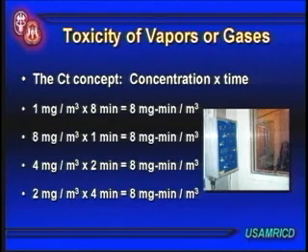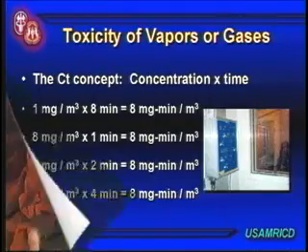But how do we weigh something that we encounter as a vapor or a gas? The answer is that we resort to using two concepts, concentration and time of exposure. We multiply the two values together to get a so-called CT product, which measures the external dose, the dose encountered by the external surfaces of the body. Let's see how that works.